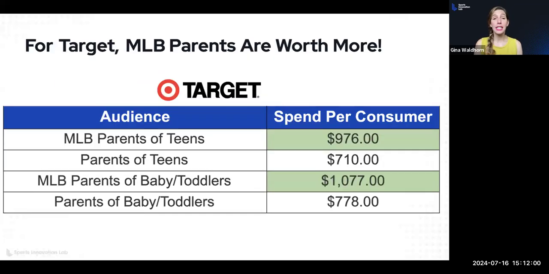And for Target, we also wanted to look at where might their most valuable audience be. So MLB parents are worth more to Target. If you're buying media for Target, MLB parents of teens spend on average $976 at Target per year versus just your standard audience of teens spending about $200 less per year. Same for babies and toddlers. So again, if you're buying media for big box, for Target, an MLB filtered parents of teen audience is higher value than just your standard parents of teens.